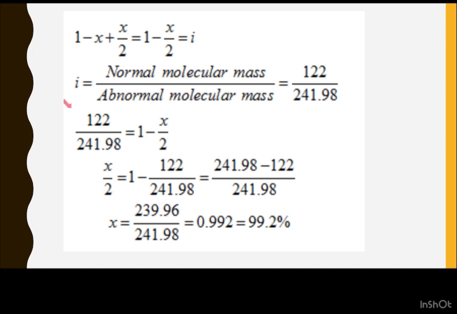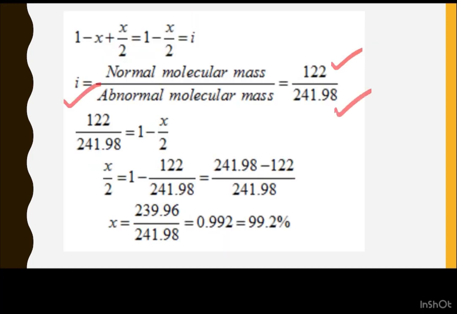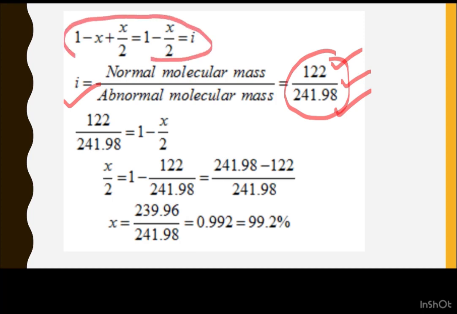See, they have written i values here. That is 122, the normal molar mass from the formula, and the abnormal molar mass that we got from the calculation here. And never ever round it off. Do the calculation exactly up to 2 decimal places or 3 decimal places. This is the only tough part here, nothing else. And you will notice one more expression for i.